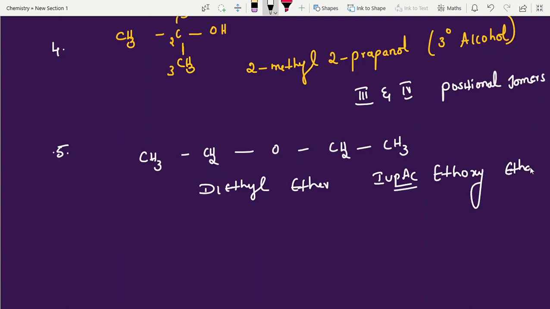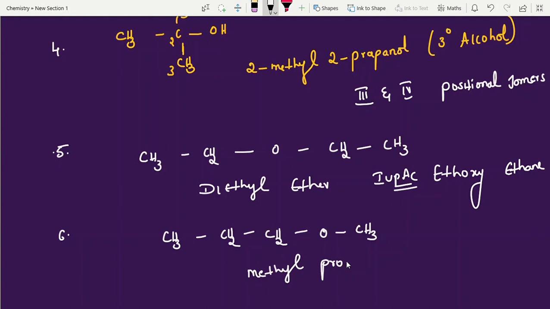Ethoxyethane. Right? Now, next, the sixth one. CH3, alkyl groups, just the arrangement you can change it. Here 3 you can write, here 1 you can write. That's it. Then what we call it as methyl propyl ether.